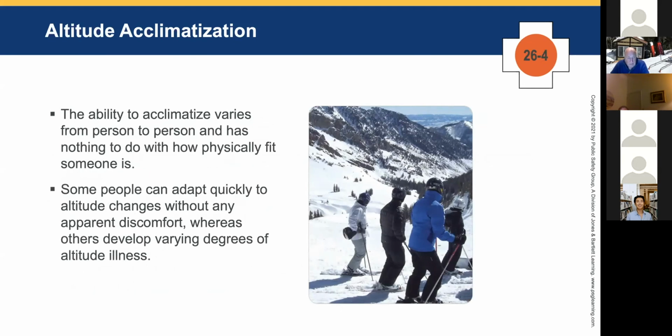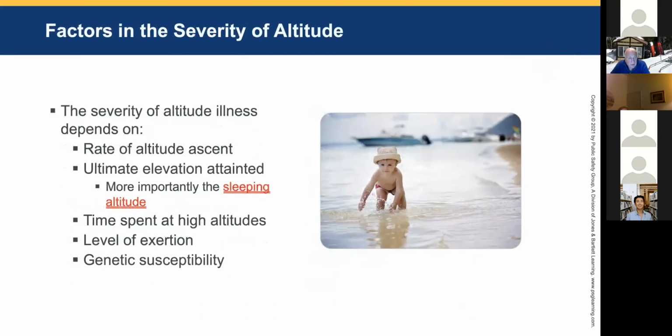Again, some people can adapt quickly, whereas others develop varying degrees of altitude illness. The severity of the illness depends upon how fast you came up to the mountains, the ultimate elevation attained, and they talk about the sleeping altitude. Now again, this tends to be for the mountain climbers, where they say climb up to your elevation, then drop back 500 feet when you sleep. I don't think it really applies here, but it would apply if you're going to Denver to go skiing. Sleep down in the valley before you go up to the mountains, if at all possible.